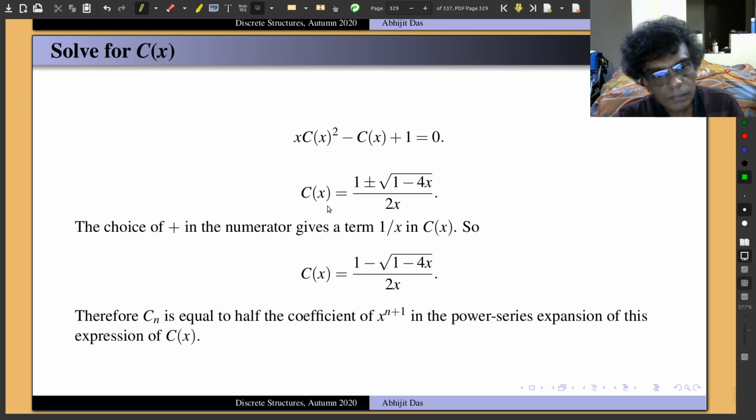Now, if I look at the expansion of this using the generalized binomial theorem, this is nothing but 1 minus 4x whole to the power half. If I expand that, whatever you have from here, you divide that by 2, since the 2 is appearing here. Moreover, there is one x here, so instead of considering the coefficient of x power n, you will consider the coefficient of x power n plus 1.